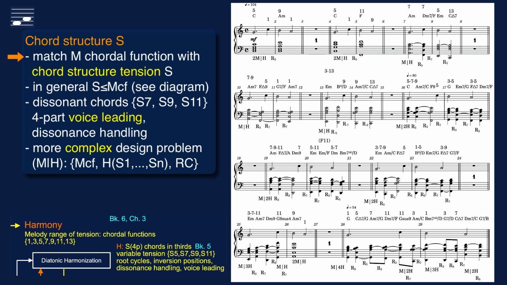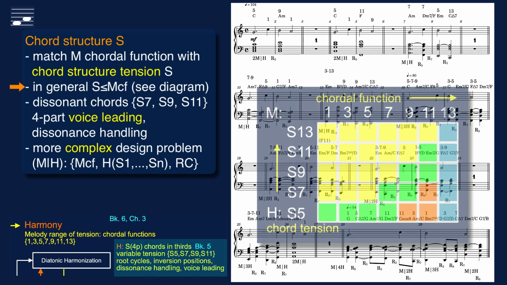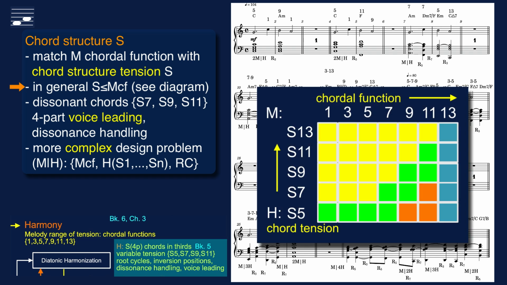Firstly, there is a match between the melody note attack chordal function and the chord tension. I've carefully analyzed all examples in the Schillinger book, and the result is the table in the diagram on the right. In general, the chord tension is equal to or 1 degree lower than the melody chordal function. That is indicated by the green squares. The orange squares, where chord tension is 2 or more degrees below the melody chordal function, is less suitable.